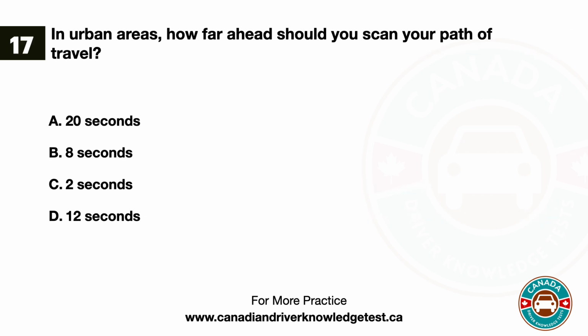Question 17. In urban areas, how far ahead should you scan your path of travel? A. 20 seconds. B. 8 seconds. C. 2 seconds. D. 12 seconds. The answer is D. 12 seconds.